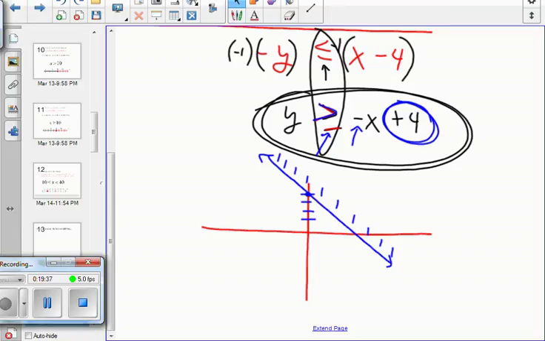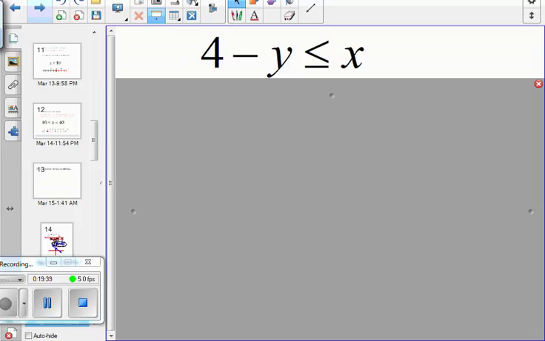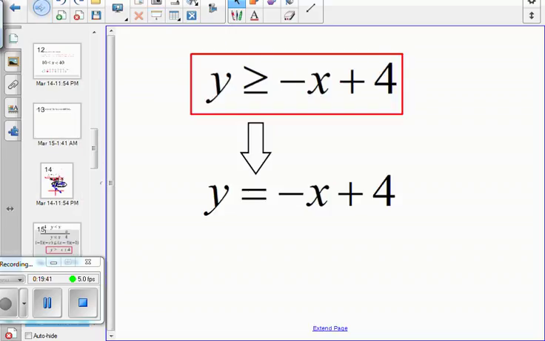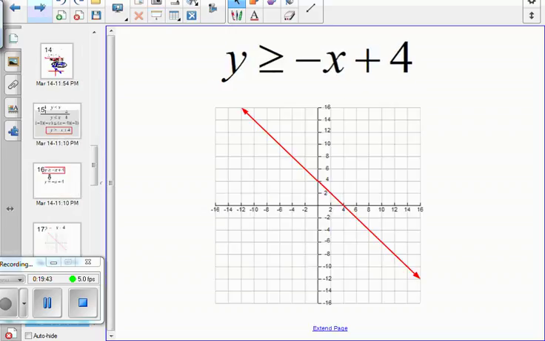Okay, so let's move on to, already done that one, and here's all the work for it. I guess it's a little cleaner and nicer than what I did, but it's the same idea. And which way are they going to shade this one? Above it, because it says greater than. If it was a less than sign, you shade below it.